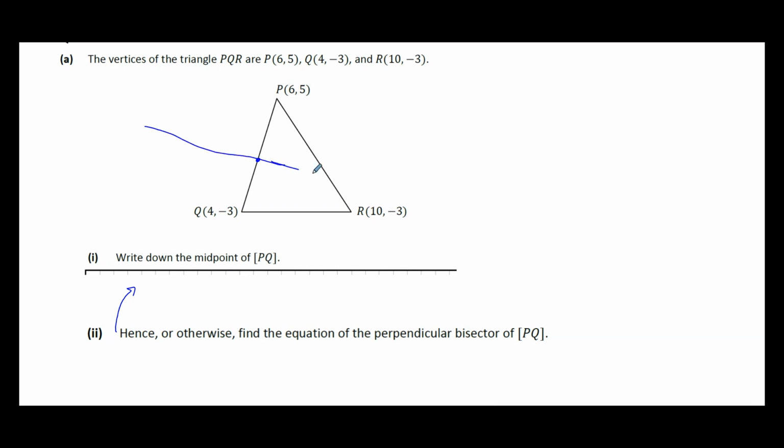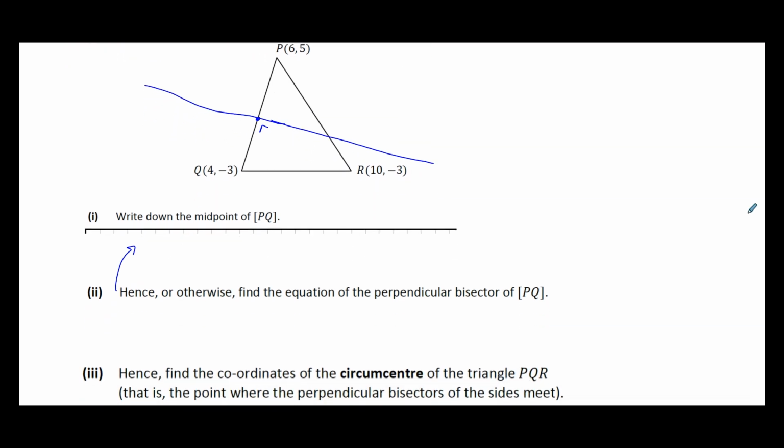That means what? A line that goes at right angles through that line PQ. And then they are saying, hence again, find the coordinates of the circumcenter of the triangle, because that is the point where the perpendicular bisectors of the sides meet. If I have another midpoint and another perpendicular bisector, where they meet is where I'm going to have the circumcenter of the triangle. So you can see the question is taking you through these steps because you need them in order to solve the last part.